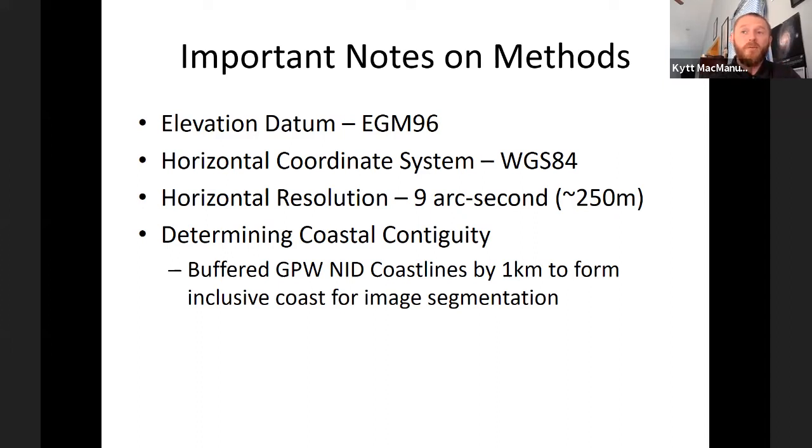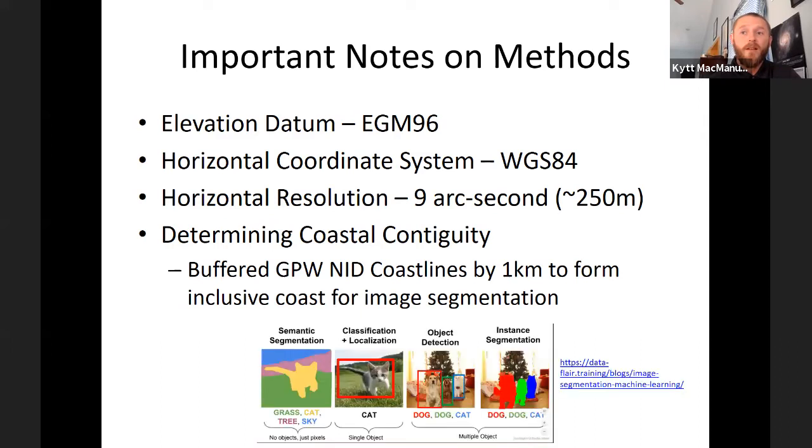But to evaluate contiguity, we use this concept of image segmentation. And probably the thing people will like most in my presentation is this cat graphic that shows you what image segmentation does. Basically it takes an image and based on connectivity or similarity, it can segment it into different regions. So when we're looking to see if something's connected to the coastline, it needs to be regionally connected to the coastline. So this has some implications.